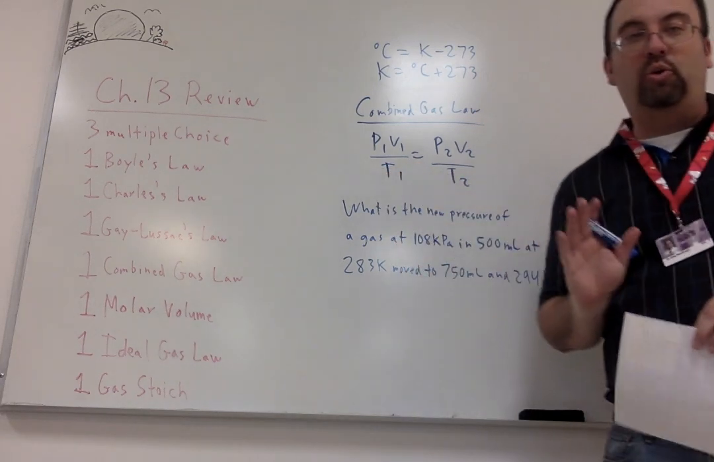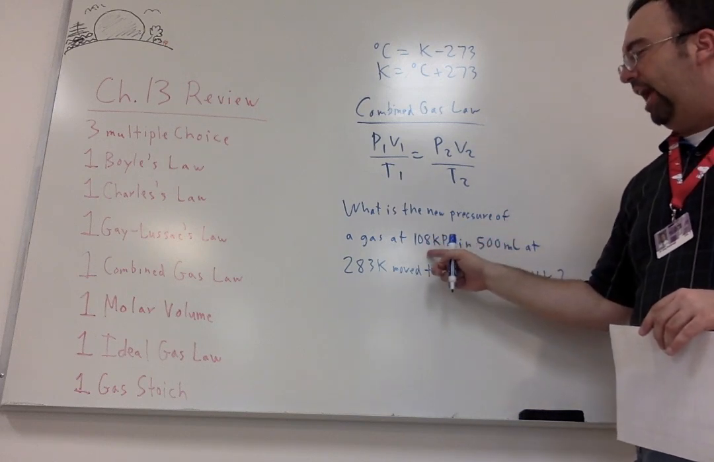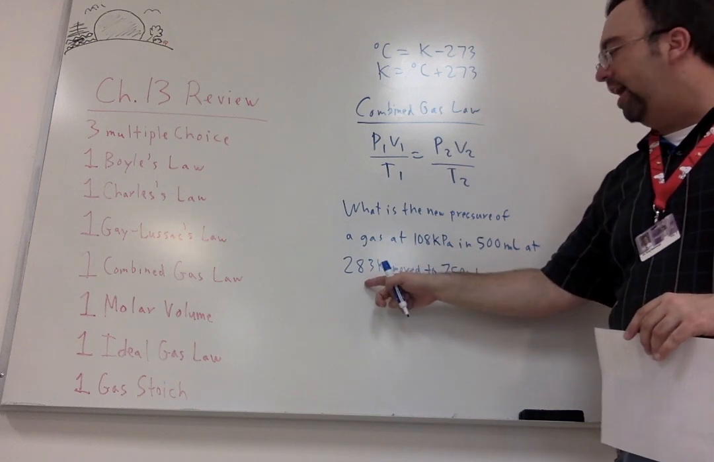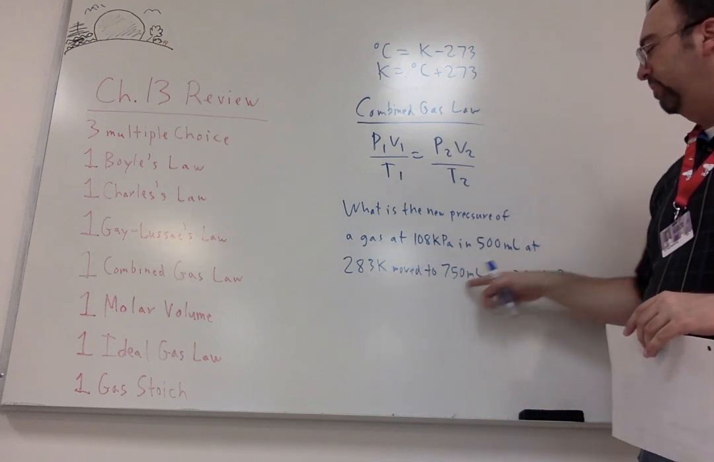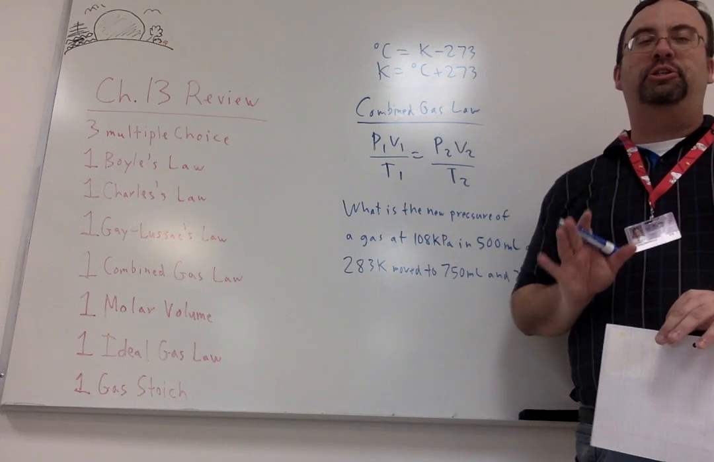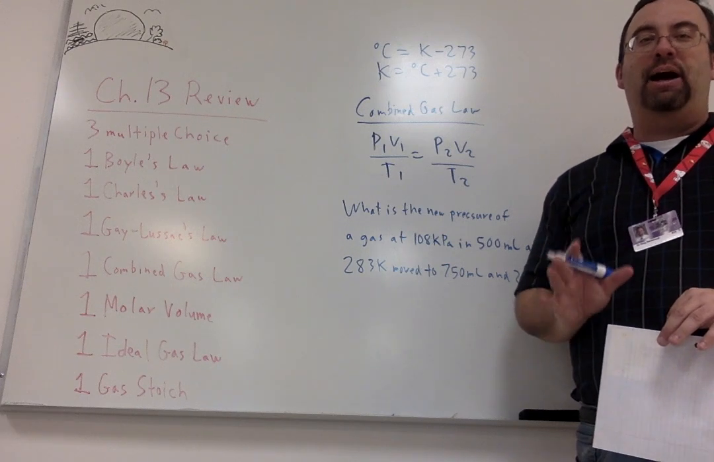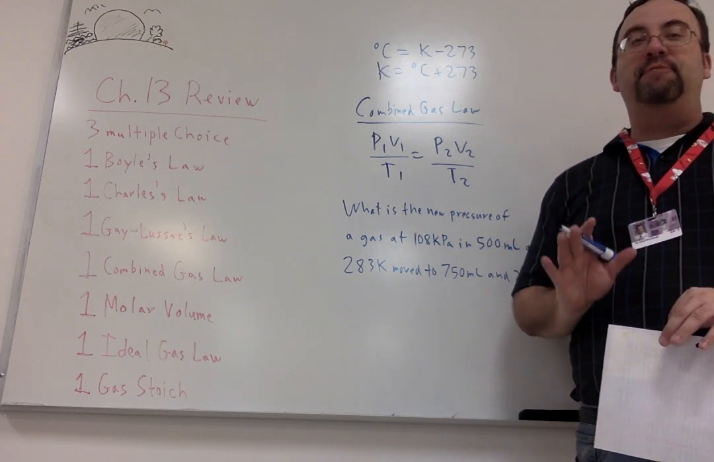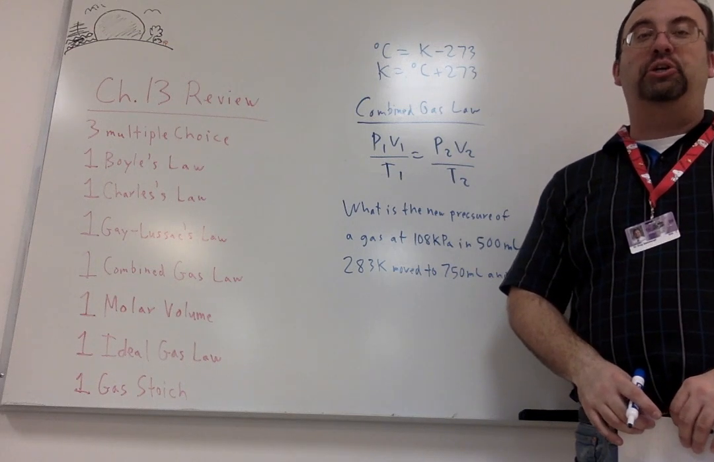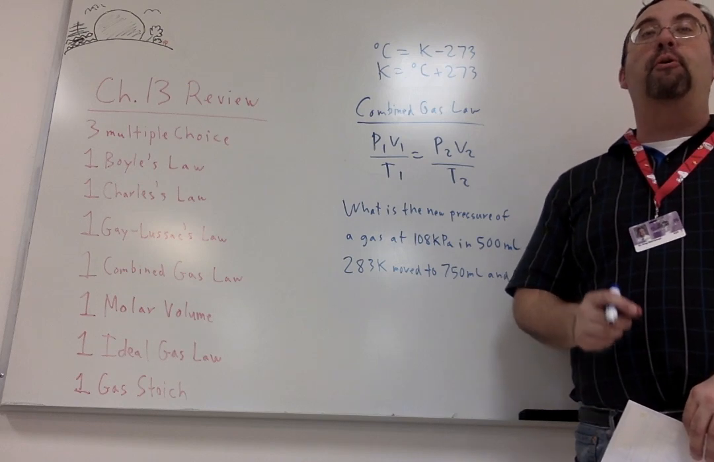All right, so the question here: what is the new pressure of a gas that was originally at 108 kilopascals in 500 milliliters at 283 K? It's moved then to 750 mils and 294 K. I went ahead and converted the temperatures to Kelvin just to save us a little bit of time. Notice that in order to solve a combined gas law problem, I would need to give you 5 out of the 6 variables, and then you'd have to solve for the 6th one. In this problem, we're solving for P2.